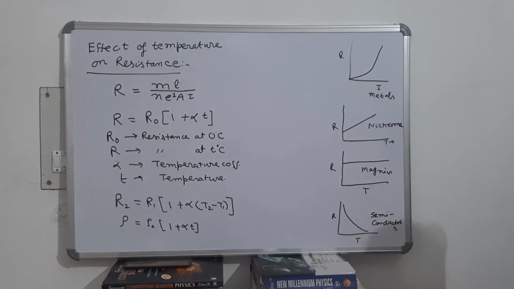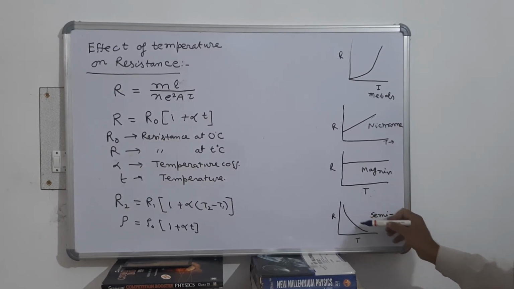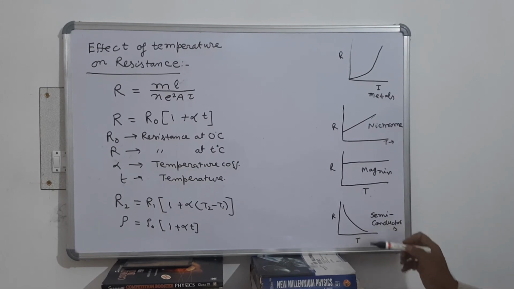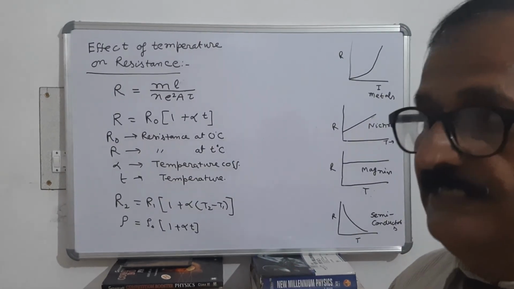And for semiconductors, as we increase the temperature, the number of free electrons increases, and when the number of free electrons increases, therefore resistivity decreases and resistance decreases. Therefore, the relation between temperature and resistance of a semiconductor like silicon and germanium is like this. As the temperature is increased, its resistance and resistivity both decrease.